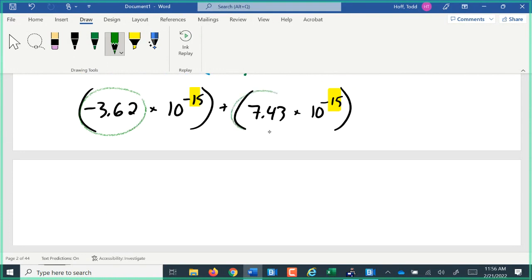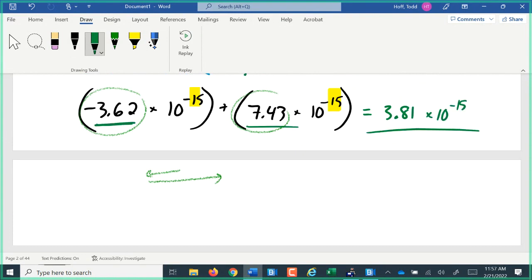However, we have to be careful. We have a negative 3.62, a positive 7.43. So we have to combine those integers with addition. Be careful here. And we're going to get a positive 3.81 and then times 10 to the negative 15th. So notice having negatives here did not affect the powers at all. It just affected how we combined the counts.